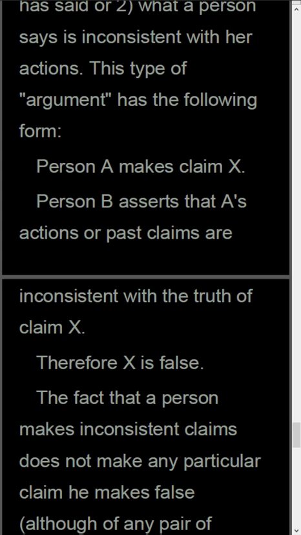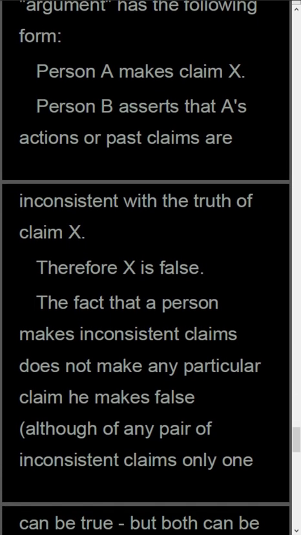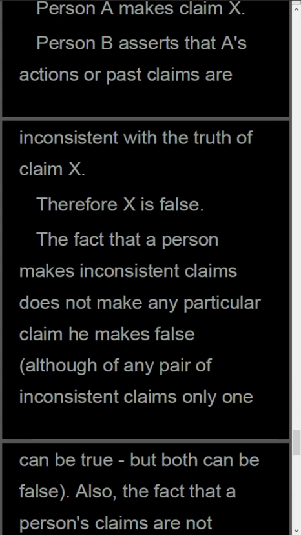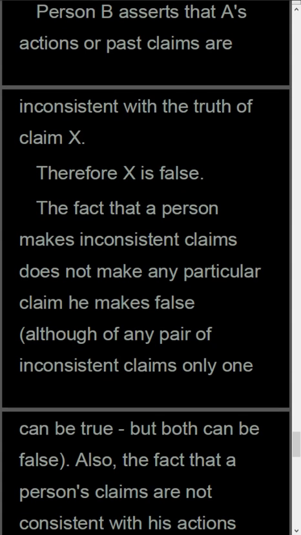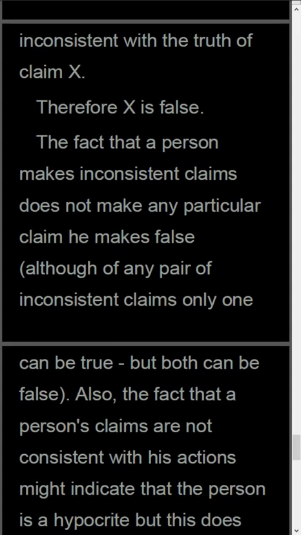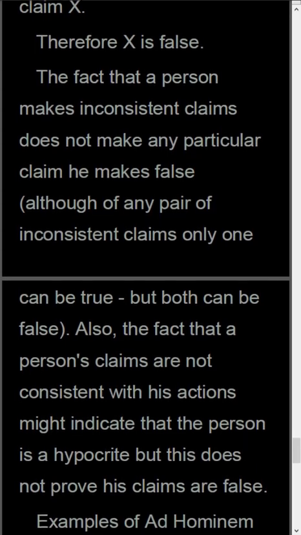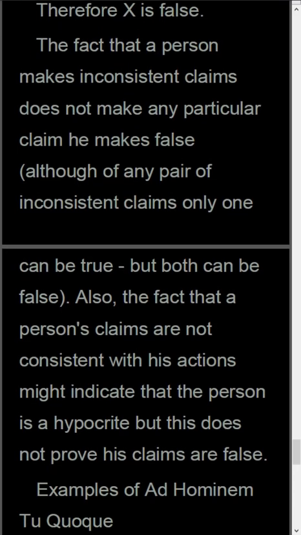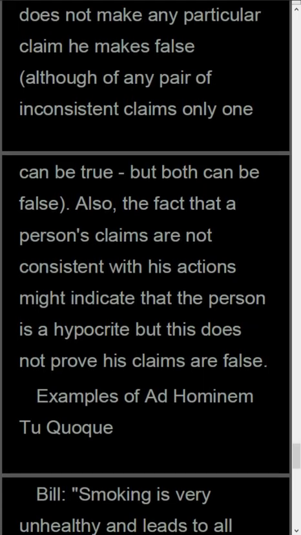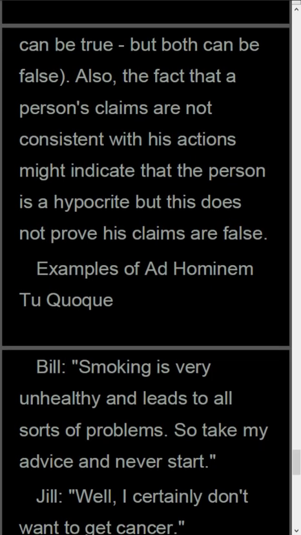Person A makes claim X. Person B asserts that A's actions or past claims are inconsistent with the truth of claim X. Therefore X is false. The fact that a person makes inconsistent claims does not make any particular claim he makes false. Although of any pair of inconsistent claims only one can be true, both can be false. Also, the fact that a person's claims are not consistent with his actions might indicate that the person is a hypocrite, but this does not prove his claims are false.